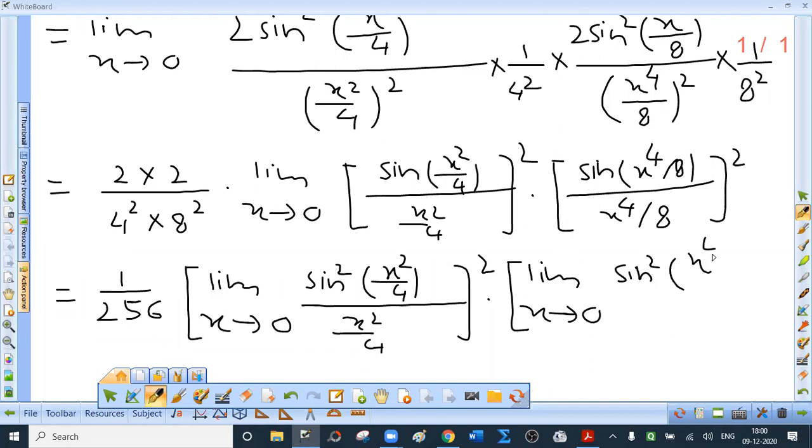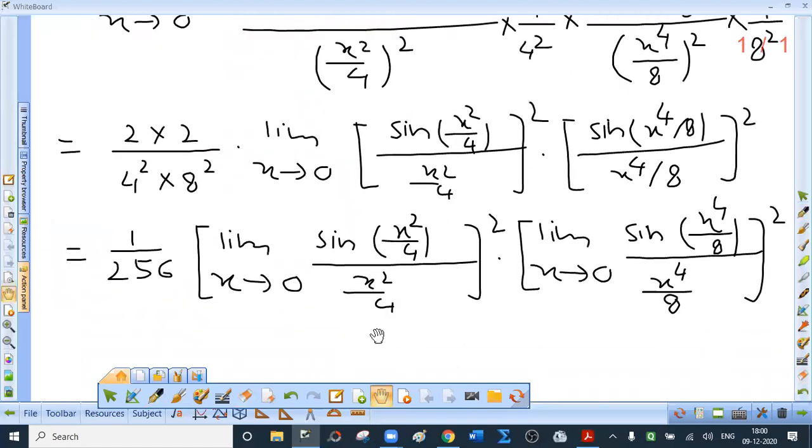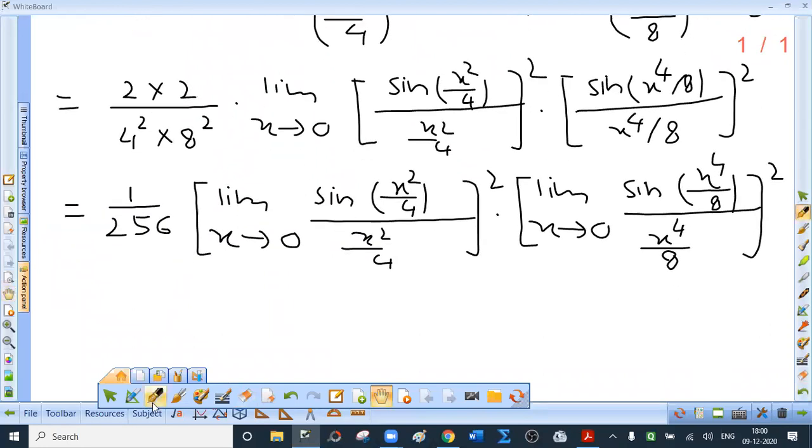Sine square x raised to 4 upon it. It is better that we put the fractional angle in a bracket. Now this is correct. So this is 1 upon 256 into 1 square into 1 square.